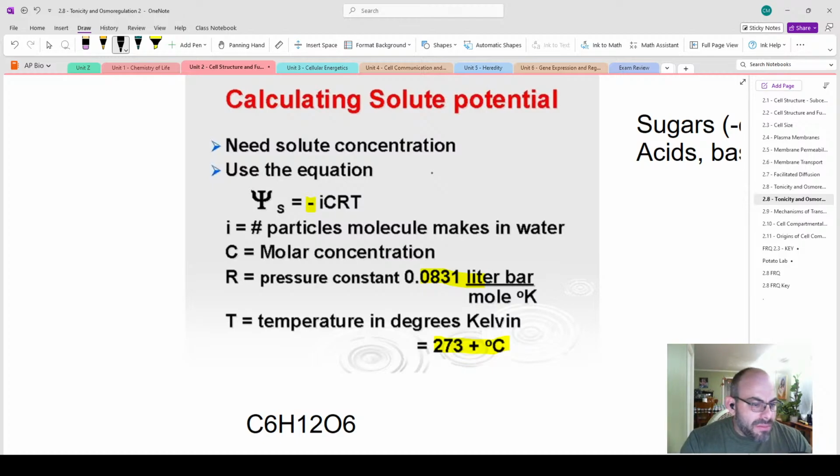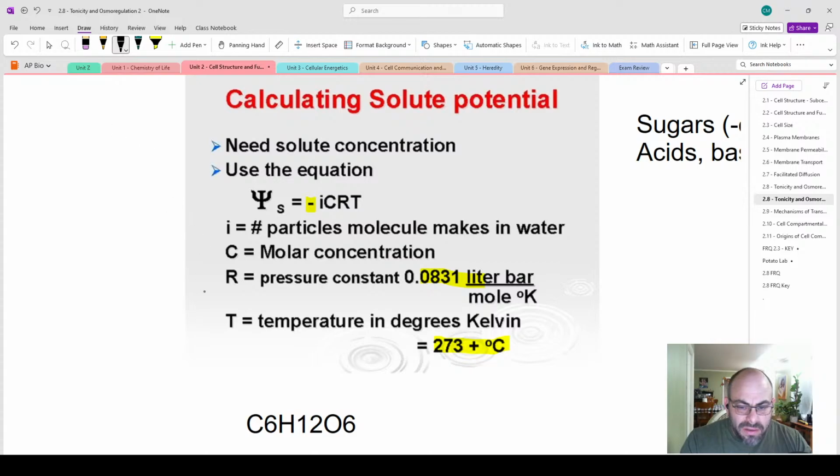You do not need to memorize the equation for water potential. I will provide you with that equation. So solute potential here. Notice the negative here. It's always going to be there. This number is negative unless it's 0. And you're going to multiply these numbers together.